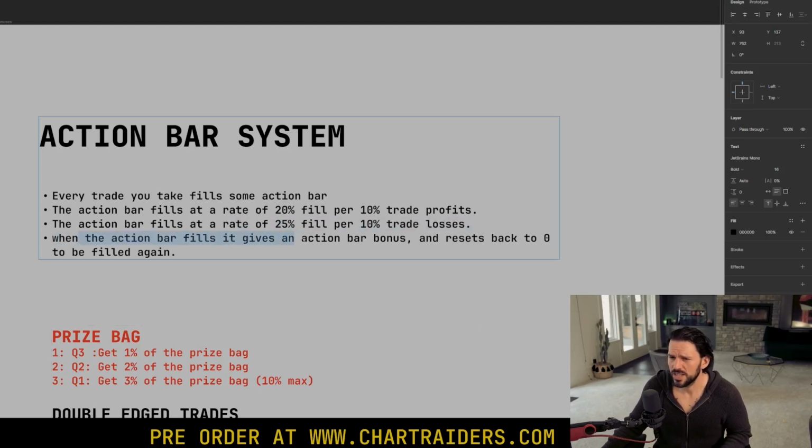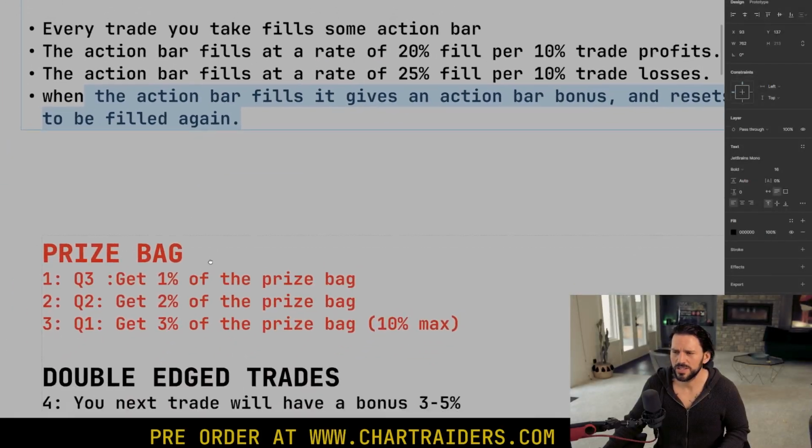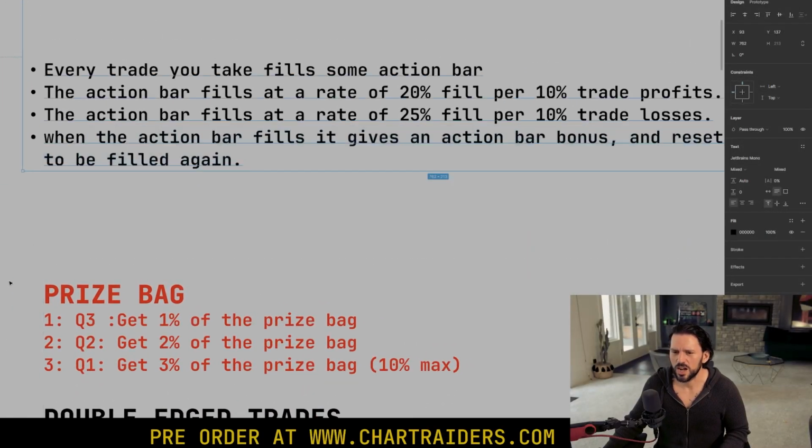When the action bar fills, it gives an action bar bonus and resets back to 0 to be filled again. So, quite simple. You fill your action bar, you can go and fill it again and keep claiming bonuses. Now, let's get into some of these different action bar bonuses and what they do. Let's start with the prize bag.